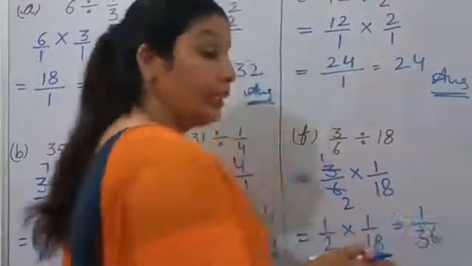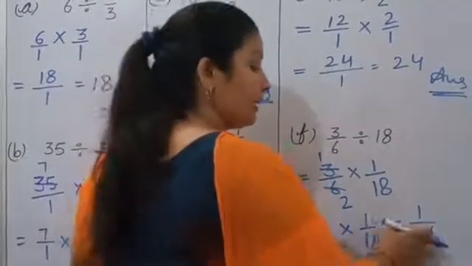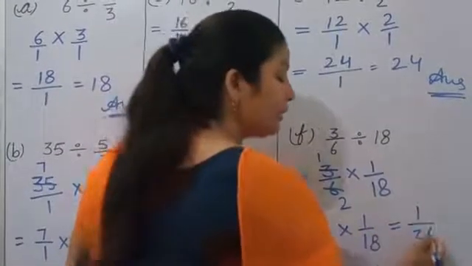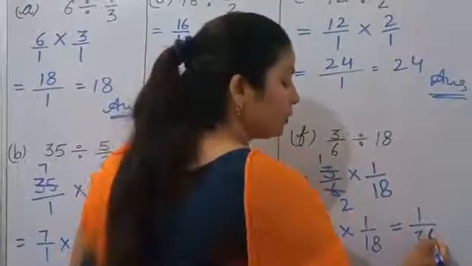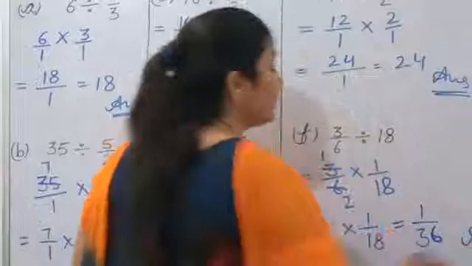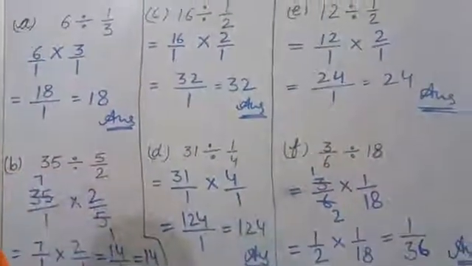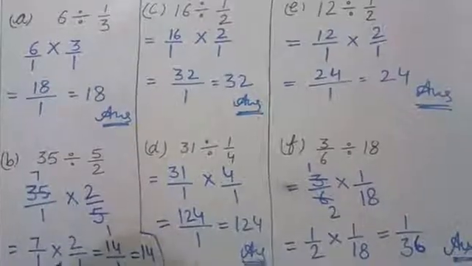That will be wrong. It will be 1 upon 36 because the numerator is 1. If the denominator is 1, then we can write only the numerator. Okay, so that's your answer. Now it's G and H part, you will do yourself. Okay. After that we will do question number 2.